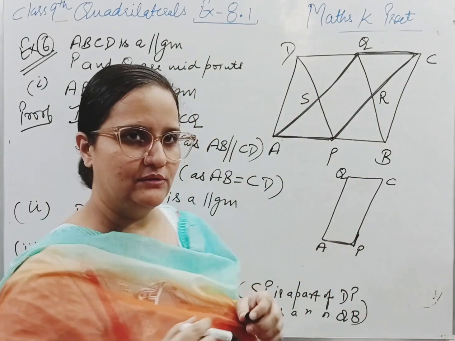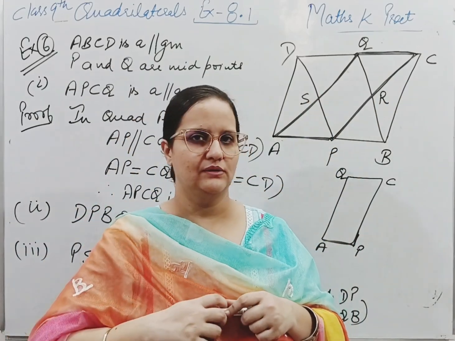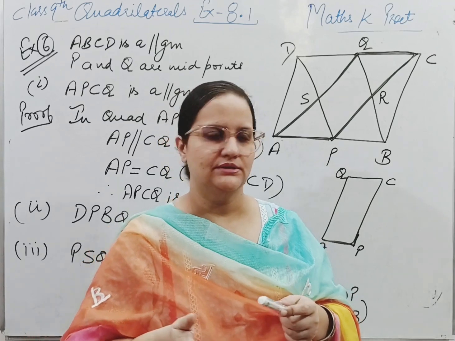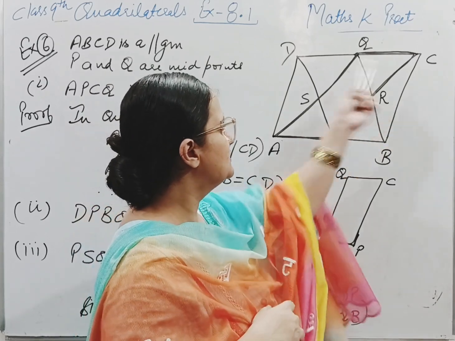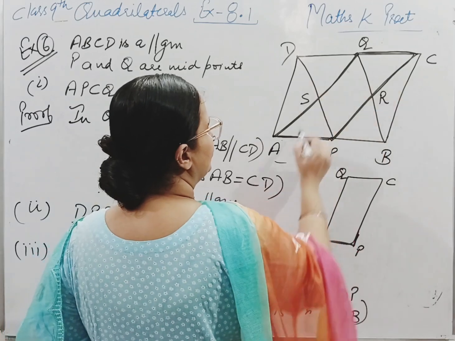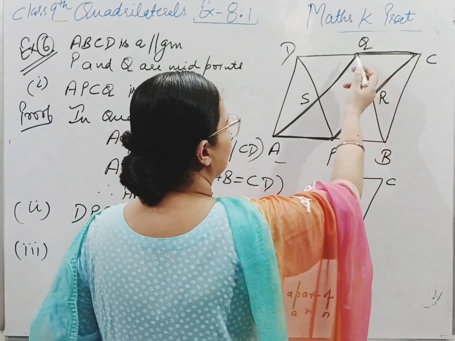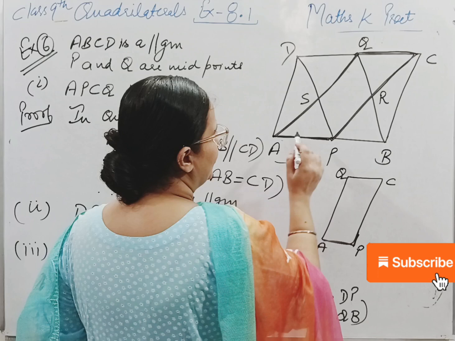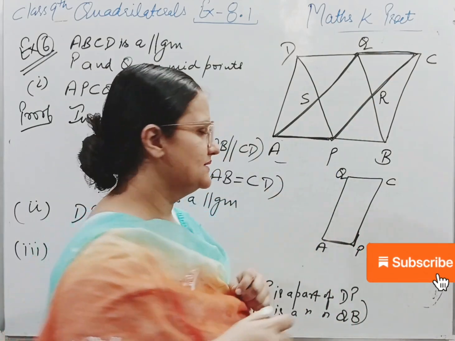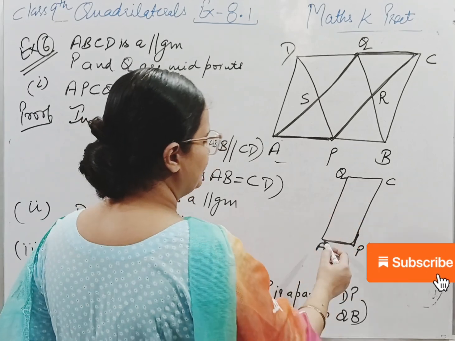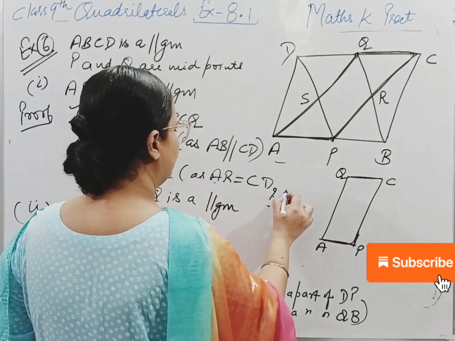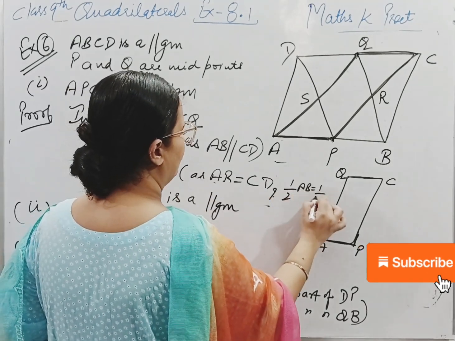As ABCD is a parallelogram, we have just seen a result that in a parallelogram, one pair of opposite sides are parallel and equal to each other. So we can write AB is equal to CD and AB is parallel to CD. Fine. So if AB is parallel to CD, then this part AP will obviously be parallel to CQ. If I prove AP is equal to CQ, then we directly have the result that APCQ is forming a parallelogram. I have to show why AP is equal to CQ. Why? Because AB is equal to CD. Therefore, half of AB will be equal to half of CD.